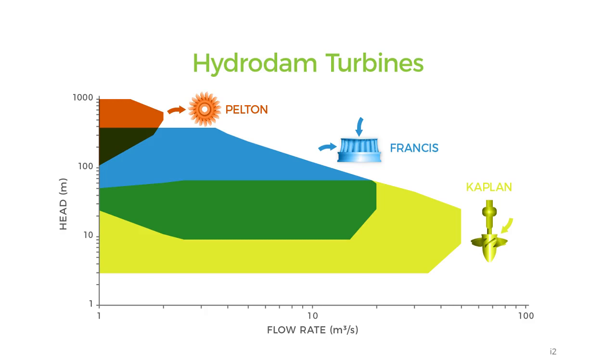The Kaplan turbine works best with low head and high flow rates. It works just like a boat's propeller in reverse. Here, the water flows past the propeller, generating a difference in pressure in the water stream, causing it to spin and turn a generator. The Francis turbine works in between, with moderate head and moderate flow rates.